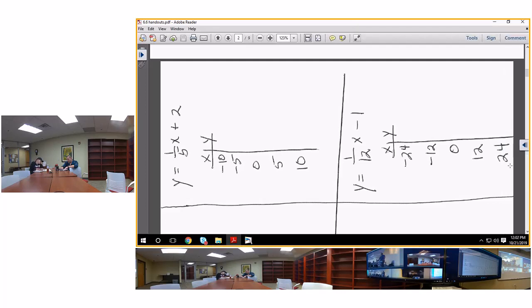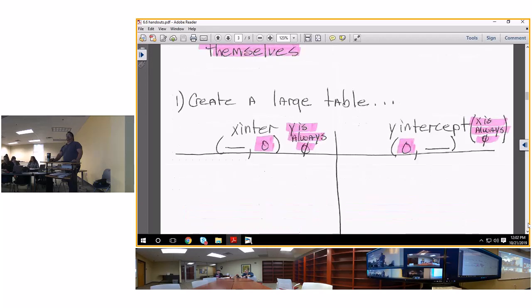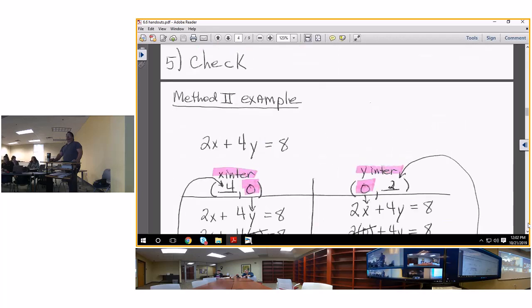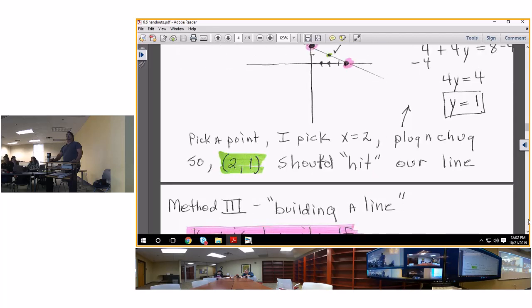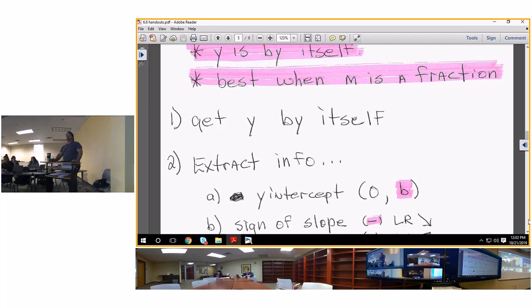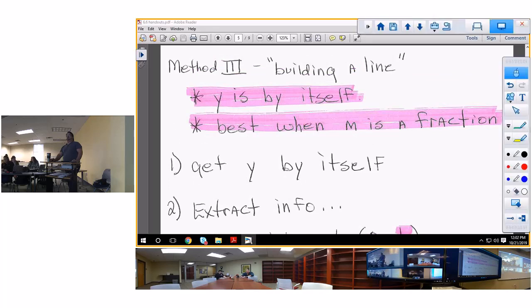When do you use method 3? You use method 3 when y is by itself. Well, Hubert, I thought you said when y is by itself, we use method 1. Yes, but method 3 is best when you have a what? A fraction. You can use method 1 with a fraction, but what will this one say? This one will say graph using the slope and y-intercept.